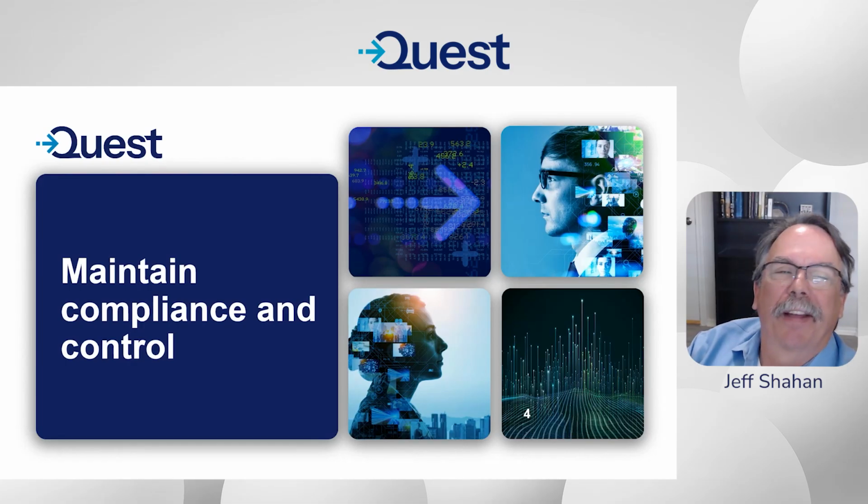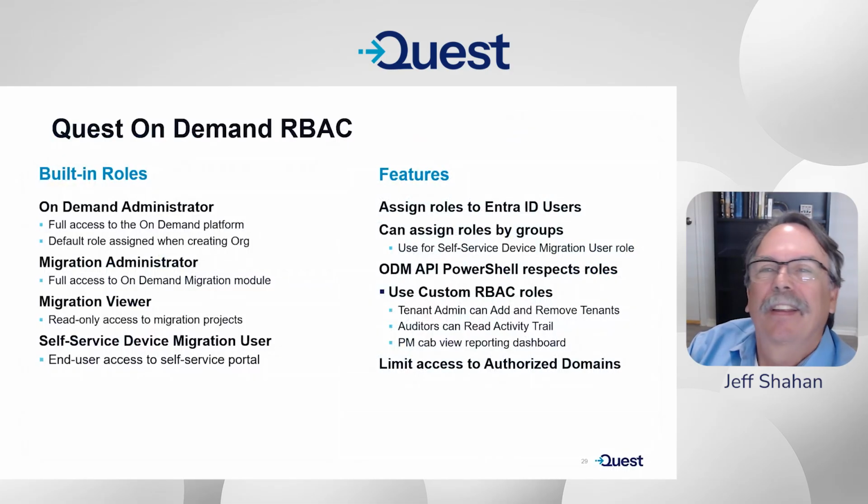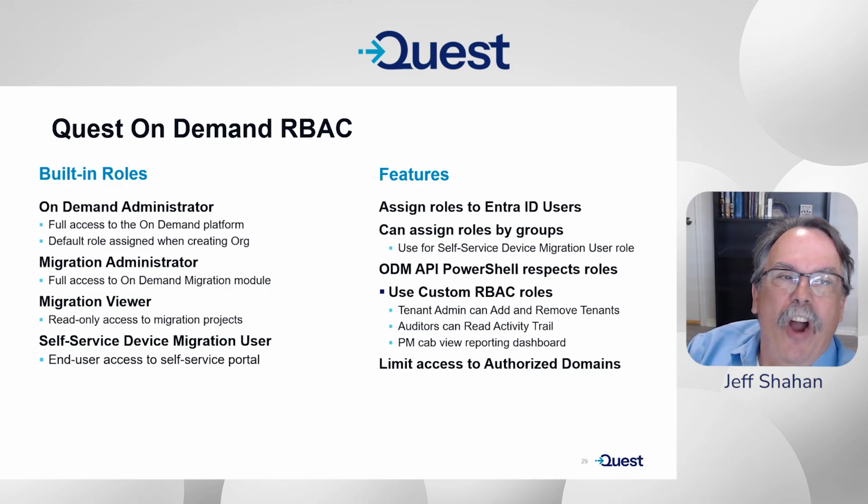And how can we handle maintaining a little more control? Quest does have an RBAC module built into the tool itself. We have some built-in roles that are very powerful, on the left. The On Demand administrator is the role you are granted when you create an organization. It doesn't get any more powerful than that role. The migration administrator owns and has access to all functions within the migration tool itself. The viewer can only look at the configuration and what's going on and can't make any changes. Perfect for a project manager to look through.